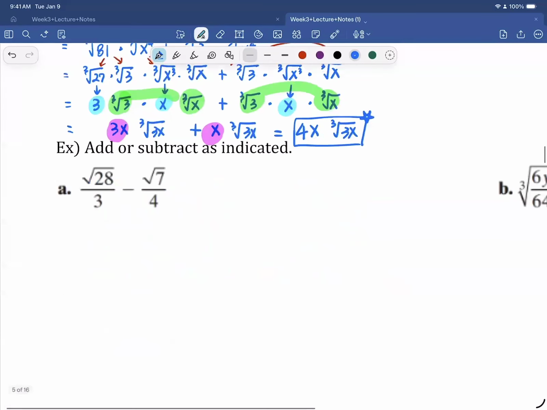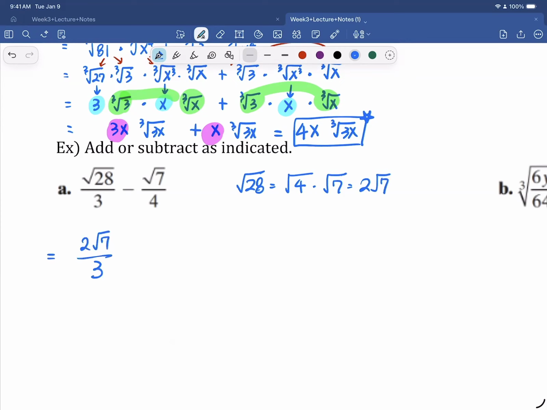All right. So the next one is the fraction with the radical: the square root of 28 over 3 minus square root of 7 over 4. First we have to simplify the square root of 28, which is 4 times 7, which is 2 square root of 7. So 2 square root of 7 over 3 minus square root of 7 over 4.